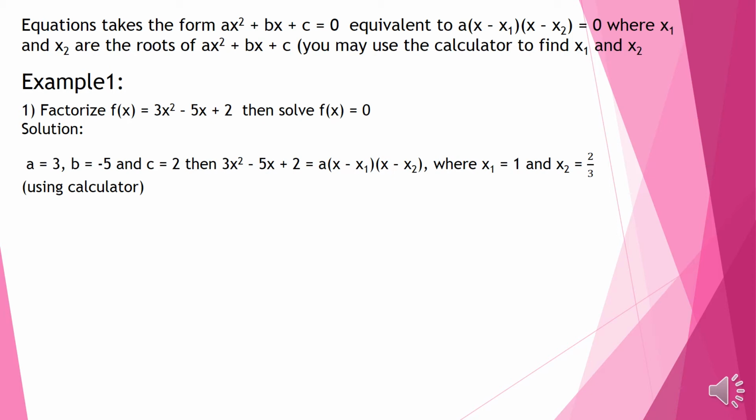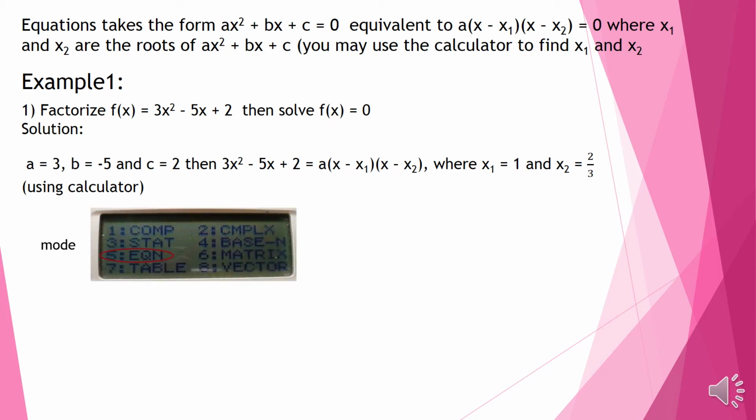This expression can be written in the form a times (x minus x1) times (x minus x2), where x1 and x2 are the roots of the expression f of x. By using the calculator, we get x1 equal 1 and x2 equal 2 over 3. How to use the calculator?